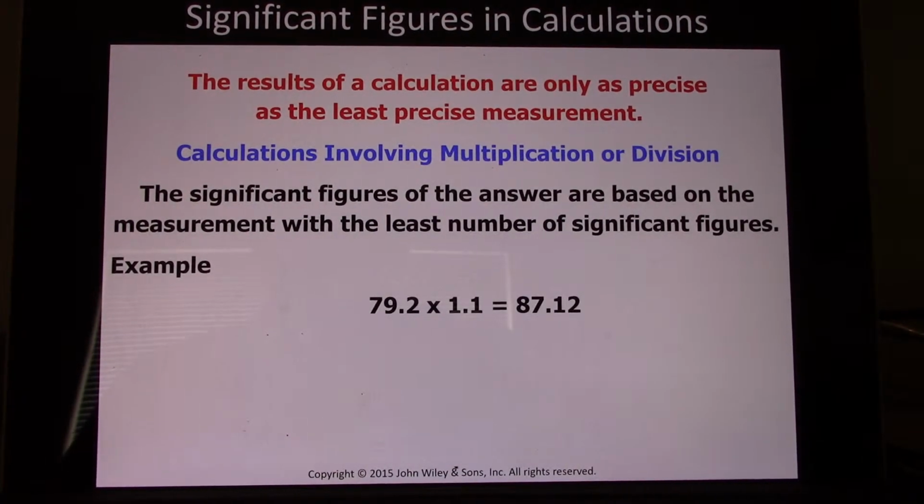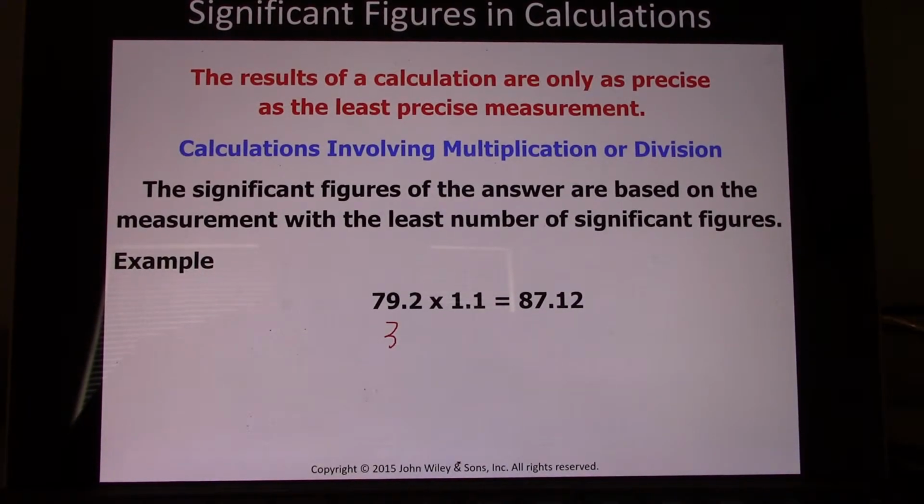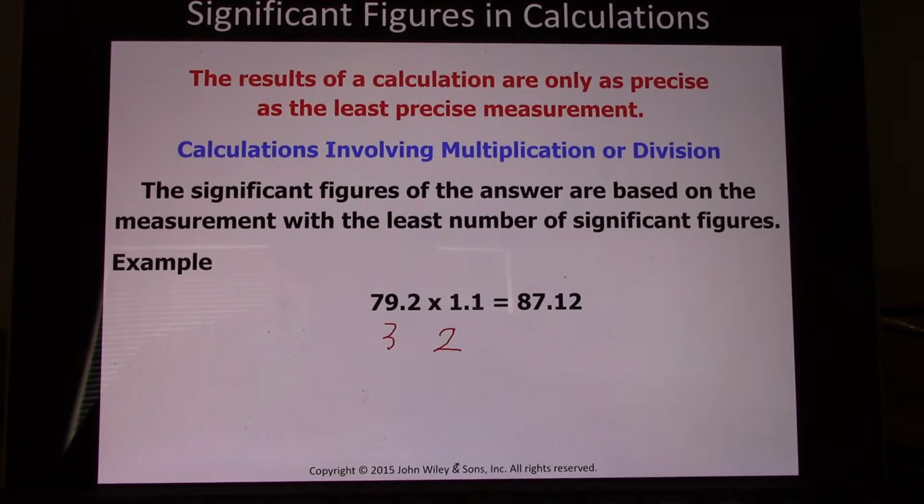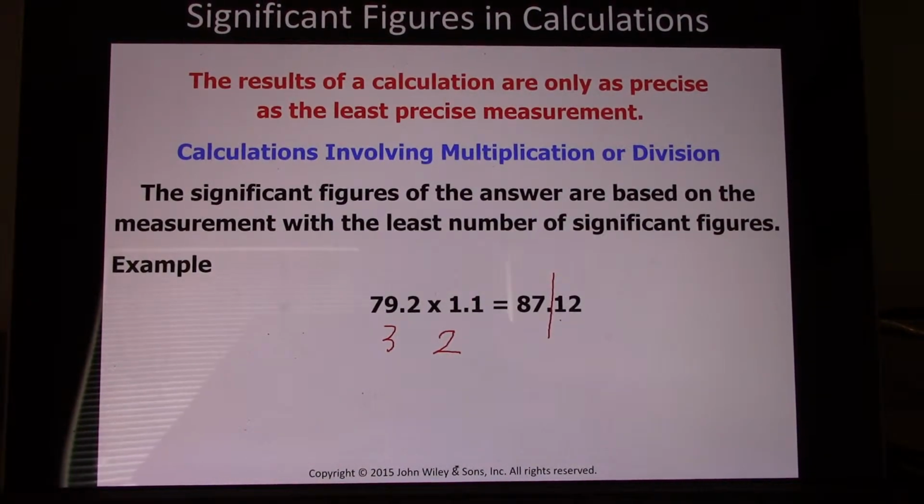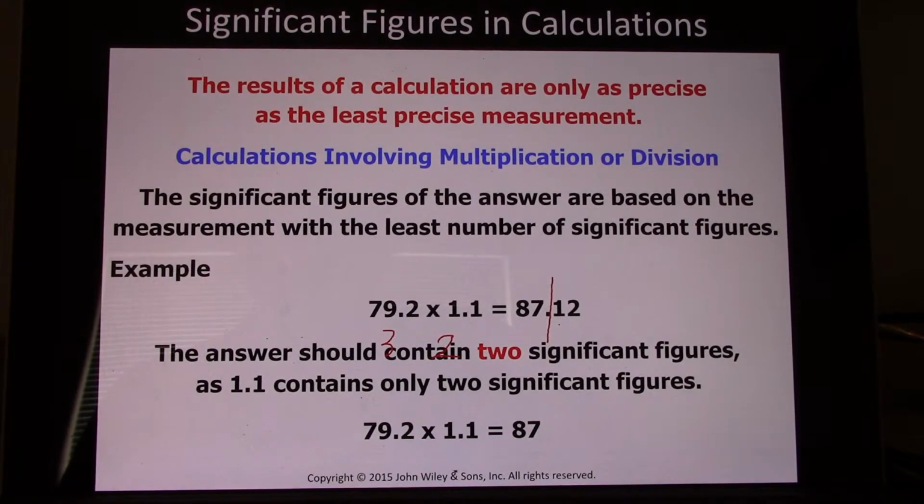So 79.2 has 3 sig figs. 1.1 has 2 sig figs. Which one is less, 3 or 2? 2 is less than 3. Therefore, our answer will have 2 sig figs. And the first number we're chopping off is less than 5. We round down. Correct answer is 87.